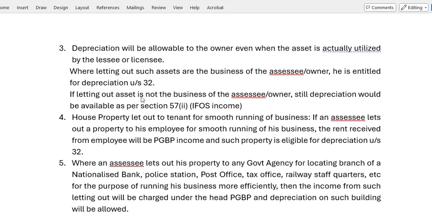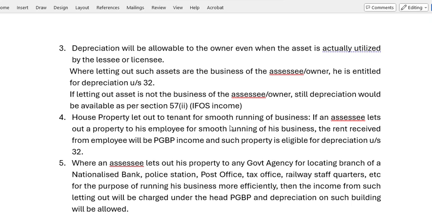If letting out an asset is not the business of the assessee or owner, still depreciation would be available as per section 57(2), income from other sources. House property let out to a tenant for smooth running of the business: now house property income is there. It is let out to the tenant for smooth running of the business. If an assessee lets out a property to his employee for smooth running of his business, the rent received from the employee will be PGBP income, and such property is eligible for depreciation under section 32.